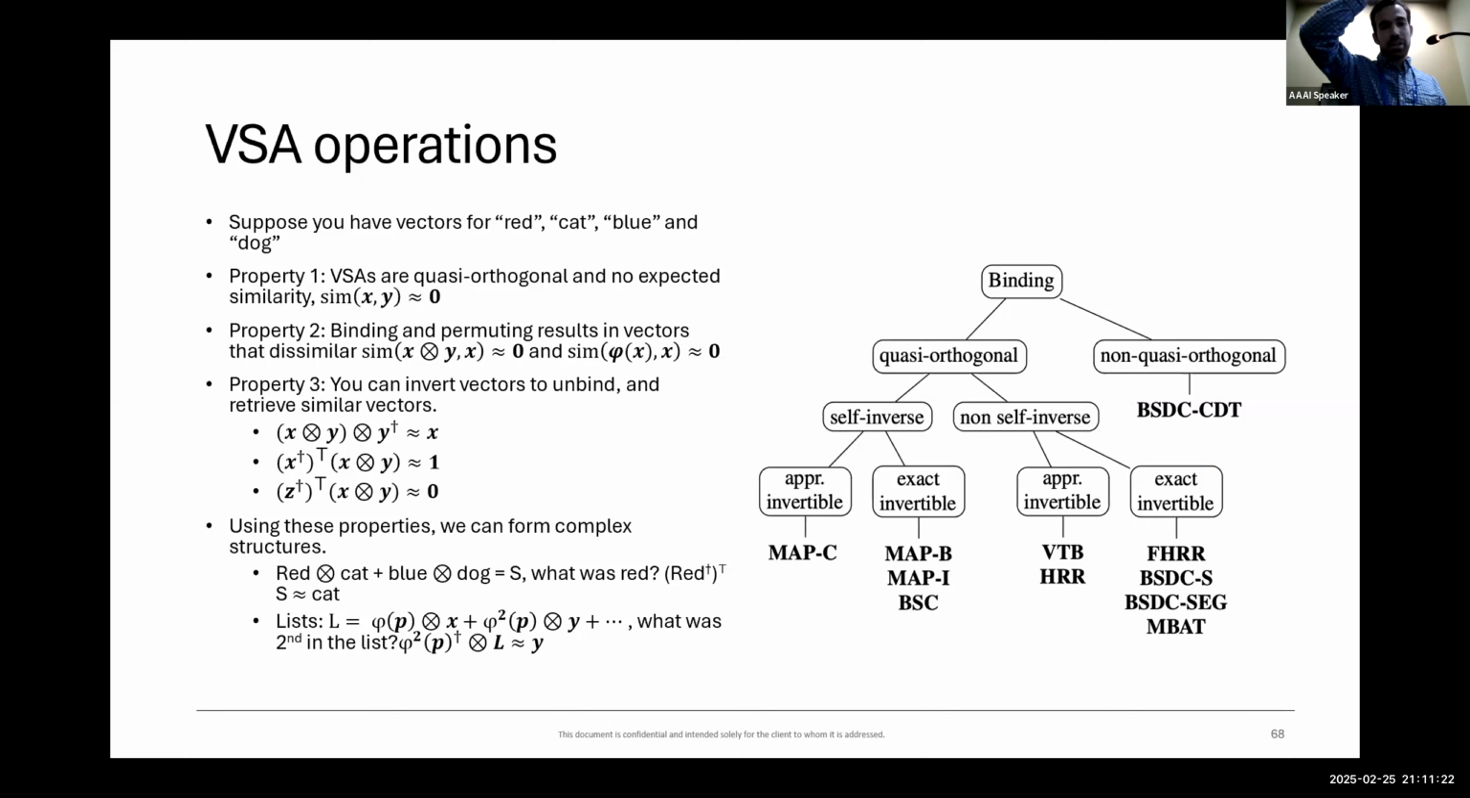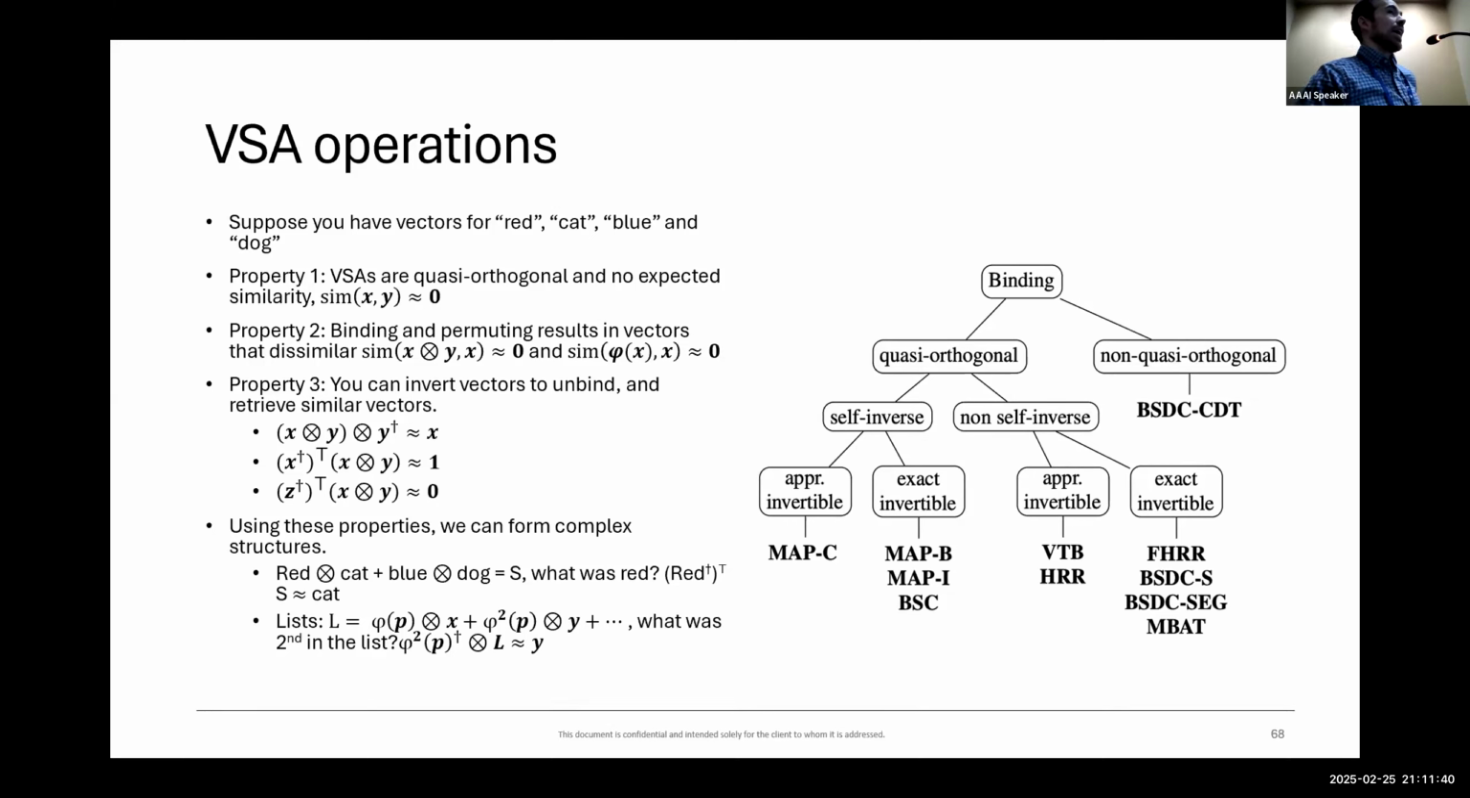Annoyingly, this doesn't show me my slides, just a very little tiny picture of my slides. So I might have to look to the side a little bit to make sure I get the math right. But these are our primary VSA operations.